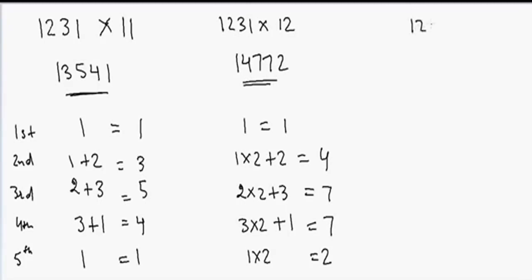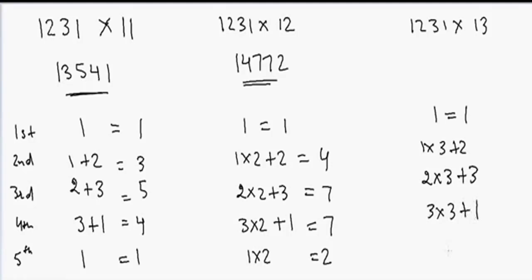Again, if I have to multiply by 13, then the answer will be equal to 1, 1 into 3 plus 2, 2 into 3 plus 3, 3 into 3 plus 1, and 1 into 3. So that will give me 3 plus 2 is equal to 5, 3 into 2 is 6 plus 3, 9, and 3 into 3 is 9 plus 1, 10. So here we have 10 and here we'll have 3.